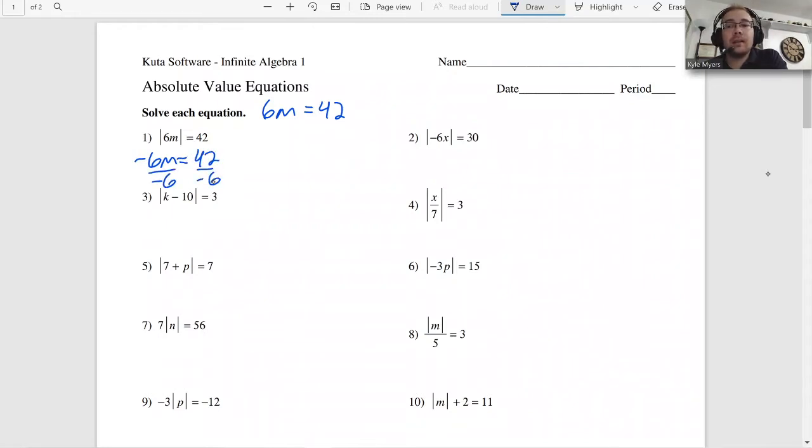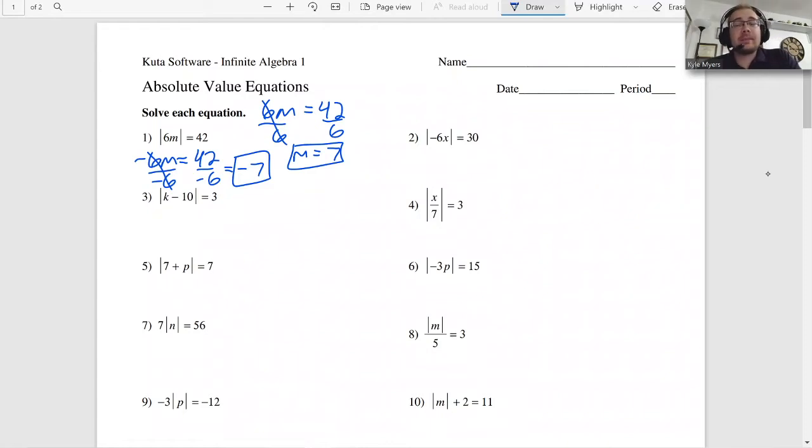So I divide that one by negative 6 and divide this one by 6. Positive divided by a negative is a negative. 42 divided by 6 is 7. So it goes into negative 6 negative 7 times, and here it would be 7. So the answer then is positive or negative 7. That's one way to do it.